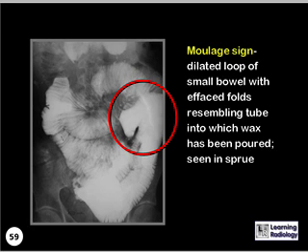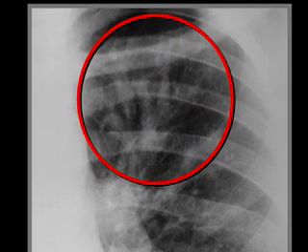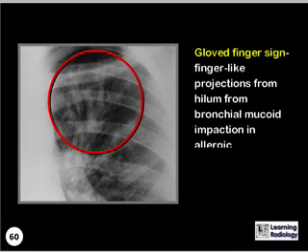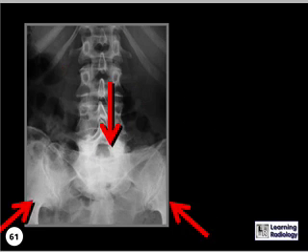This is the moulage sign, which is a dilated loop of small bowel with effaced folds resembling a tube into which wax has been poured. It's seen in sprue. What sign is this? This is the gloved finger sign, which is a finger-like projection from the hilum from bronchial mucoid impaction in allergic bronchopulmonary aspergillosis or in asthma. What sign is demonstrated here?